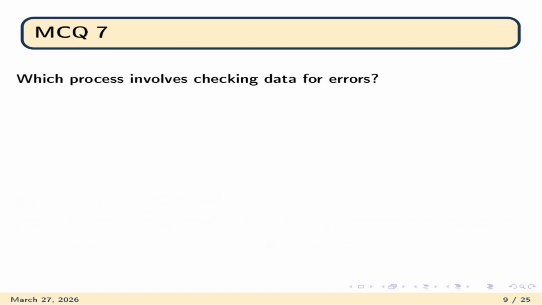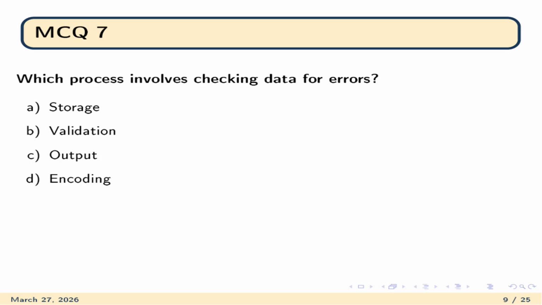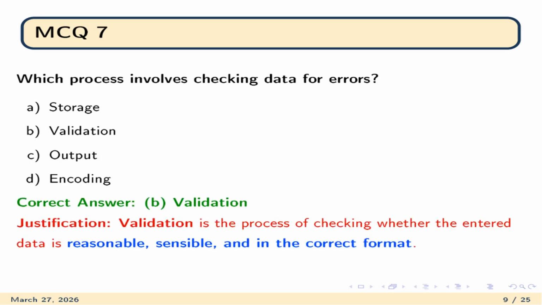Which process involves checking data for errors? Storage, validation, output, encoding. The correct option is validation, because validation is the process of checking whether the entered data is reasonable, sensible, and in the correct format.